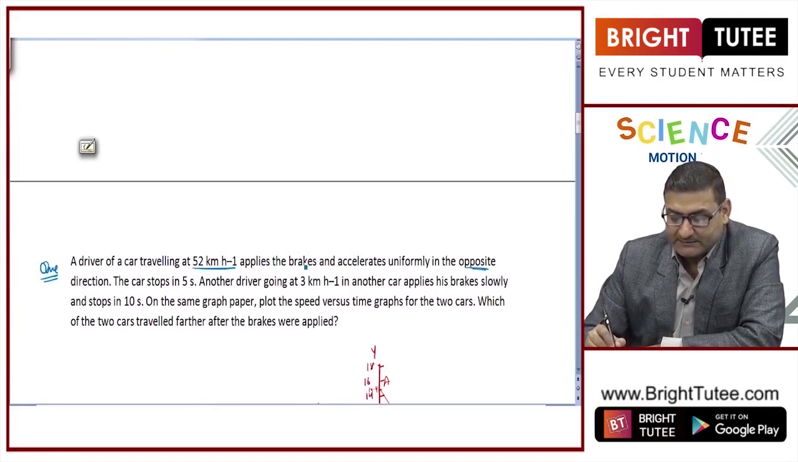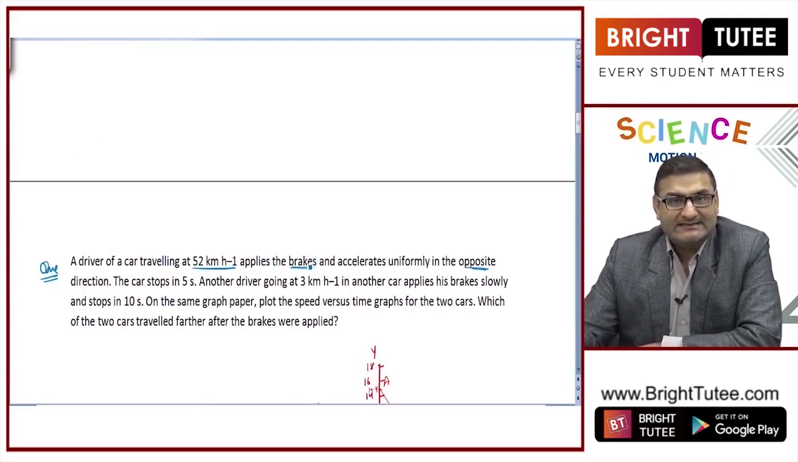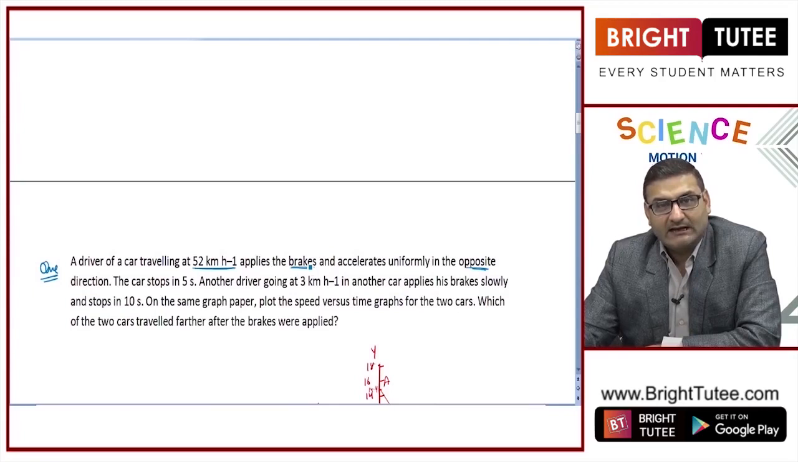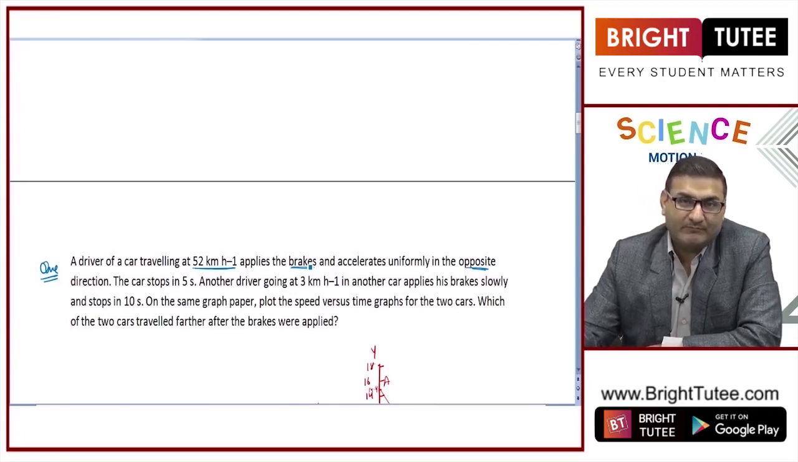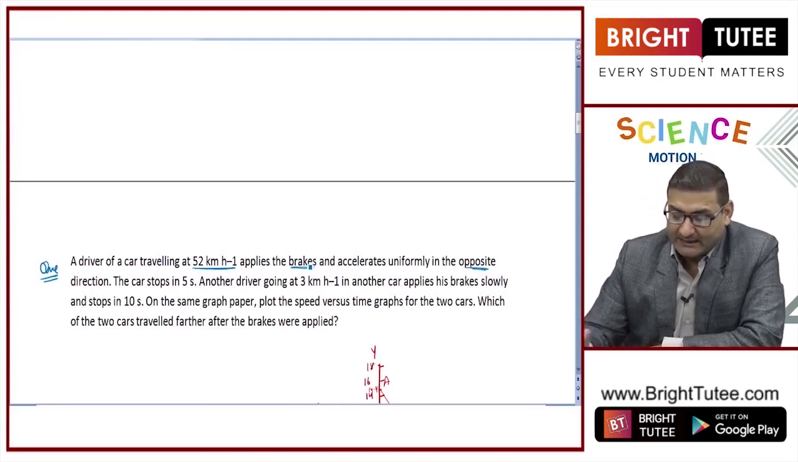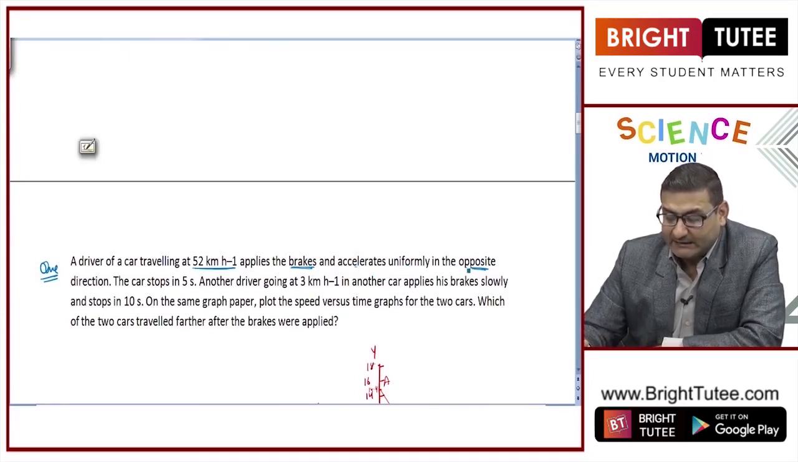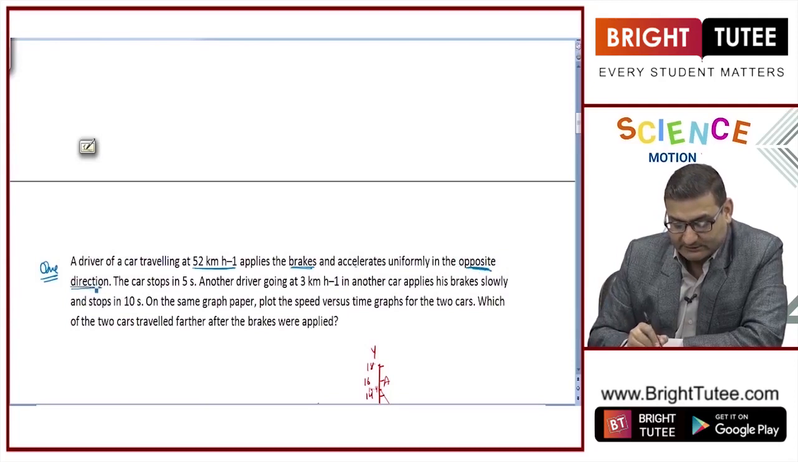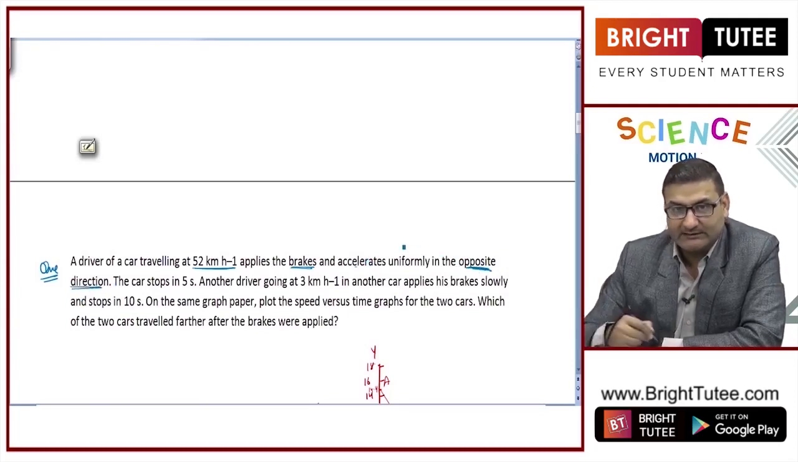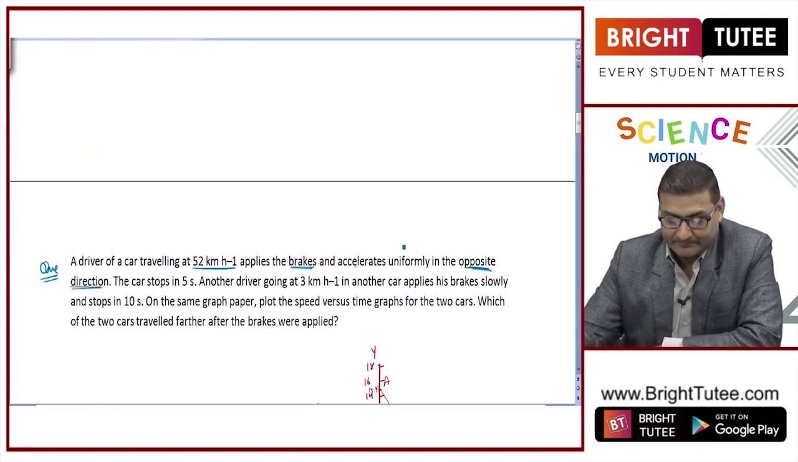He applies the brakes. Now we know that whenever brakes are applied, its speed is going to slow down. Why? Because after applying brakes, it will be the negative acceleration, which we call retardation or deceleration, that will be produced, which will slow this particular object down. And that is what is being mentioned. It accelerates uniformly in the opposite direction. Now acceleration in the opposite direction means retardation, right?